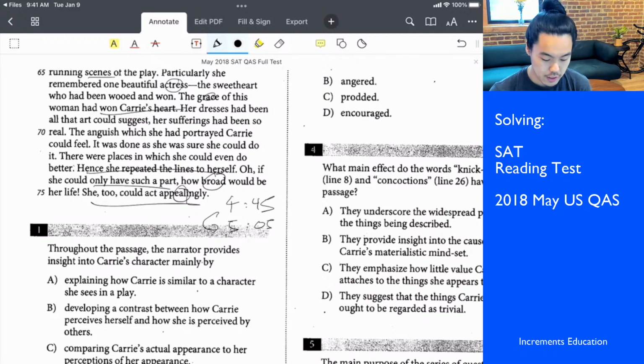Let's get going. Here's my summary of the passage, okay? I want you guys to check how well you remember the passage just off of reading it, because here's mine. Compare your map of the passage to mine. I think Carrie is the name of the character. Yeah, Carrie is the name of the narrator.